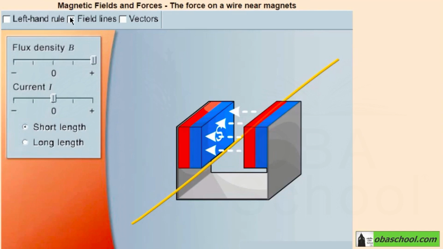Let's select Field Lines and Vector to show a single horizontal black arrow. This vector represents the flux density value and its effect on the yellow wire.